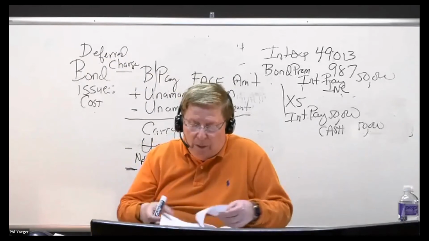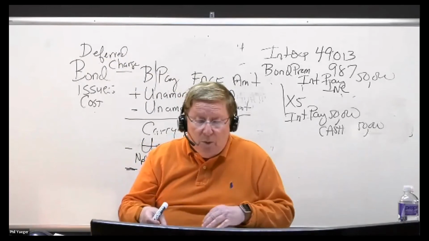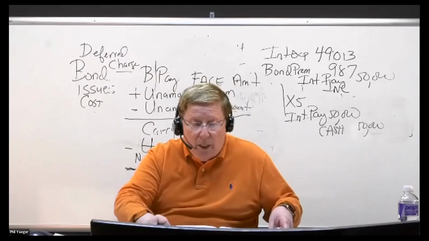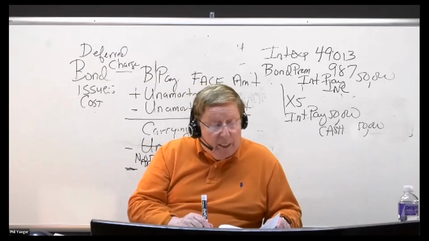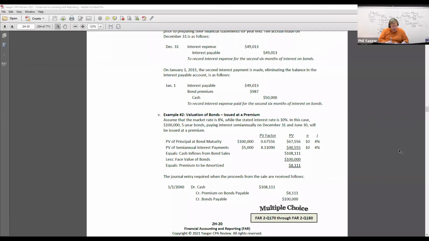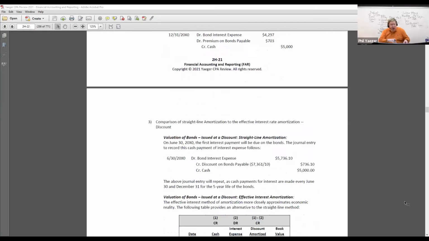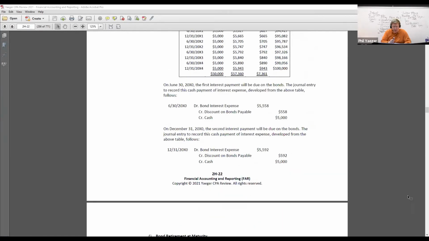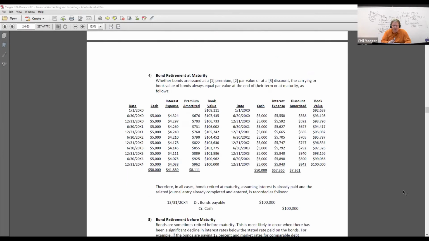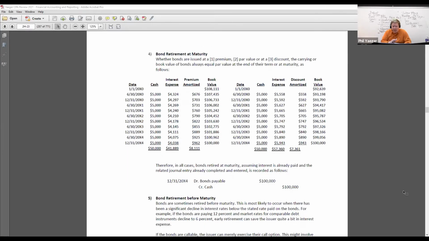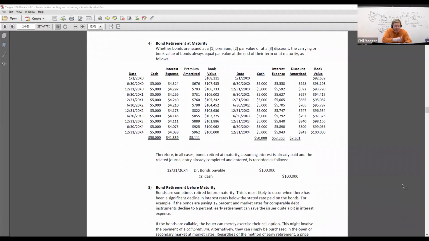Now, the next thing I want to do is go to page 2H23. We'll be doing a lot of multiple choice at a certain point. I don't know if we'll get to them today, but you're not going to go out of here not knowing this. Now, when bonds retire at maturity, then you have to pay off the face amount of the bonds.